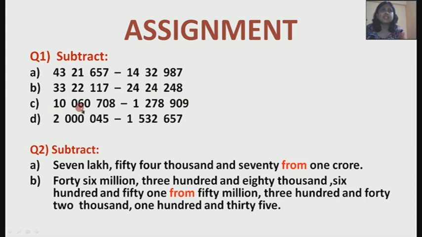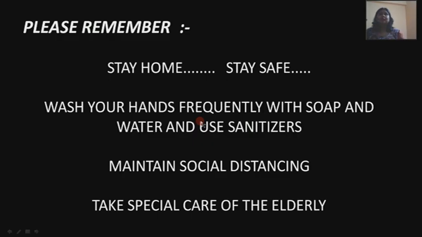See, the gaps are 3, 3, so they are in international system. So again, write the places on top and then put the bigger number, then the smaller number, and find out the difference. In question 2, they are in words. So again, from 1 crore. So you understand 1 crore is the bigger number and 7 lakhs something something is the smaller number. So again, write the places on top. Then first change them into figures, of course, and then write the places on top, then write the numbers, and then do the subtraction.